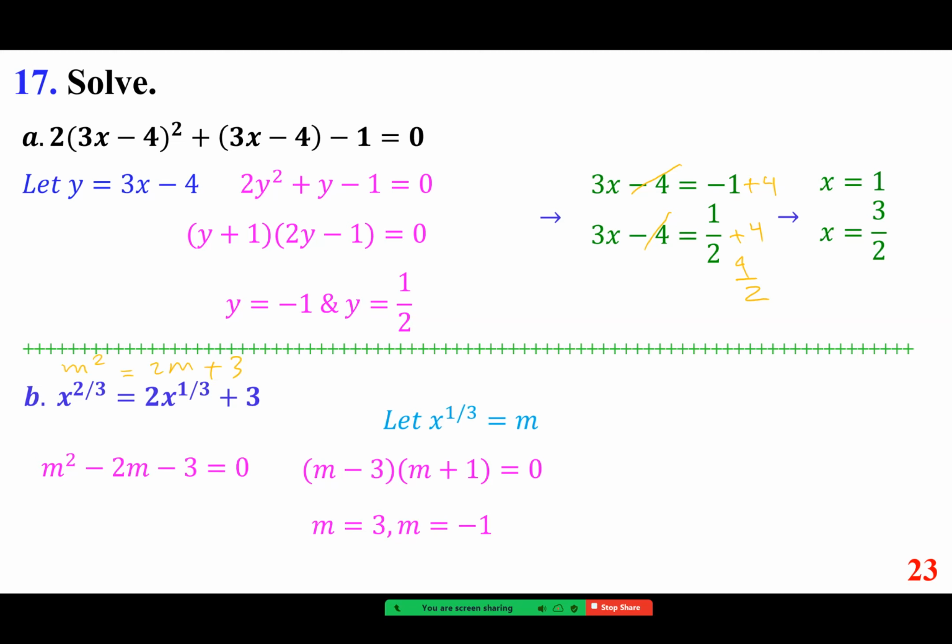So it's important to know if x to the power of 1/3 is m, then if I raise this to the power of 3 it becomes x. And this one becomes x cubed. So we raise both sides to the power of 3. So if x is m cubed, 3 cubed is 27, minus 1 cubed is -1. You can always check with the original equation.